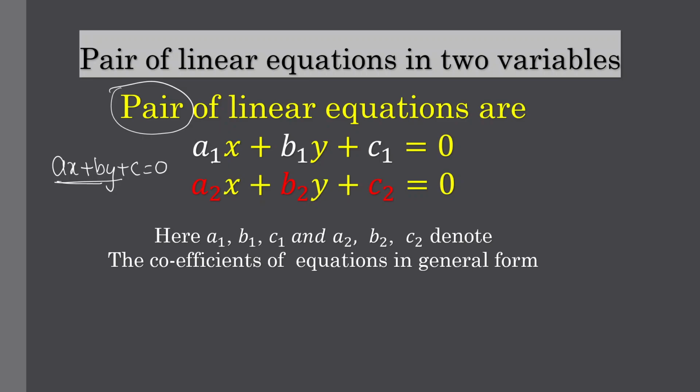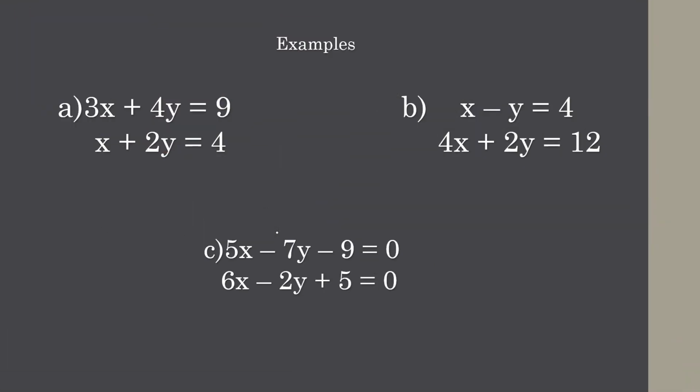So we have two linear equations, and we have a1, b1 and c1 numbered for the first equation, and a2, b2 and c2 for the second equation. A, B, C are the numerical coefficients. We'll understand with the examples over here.